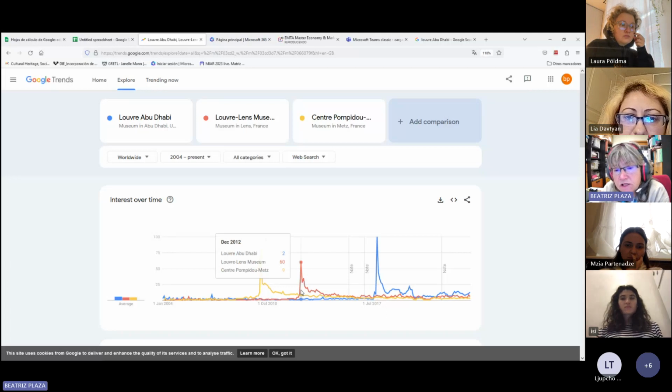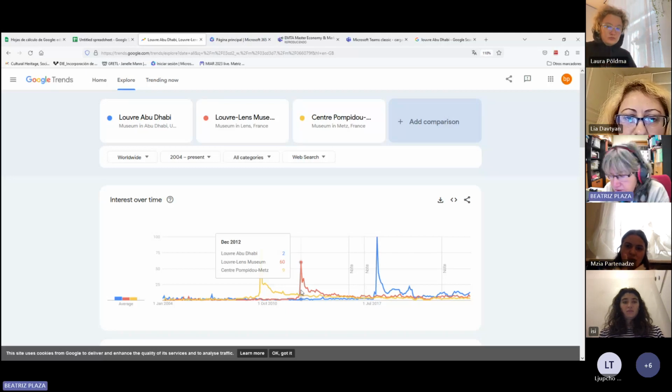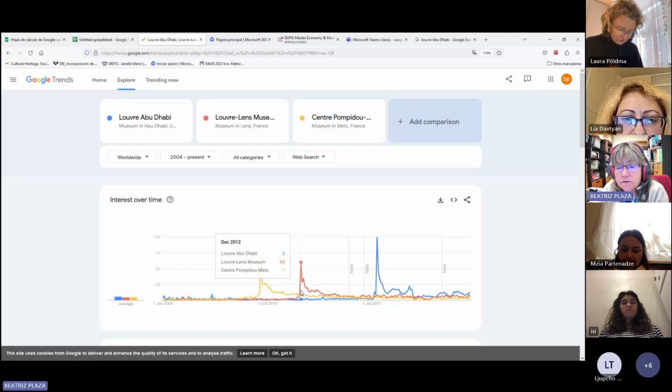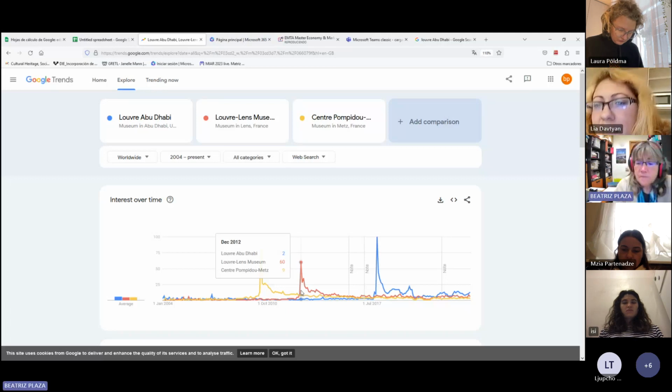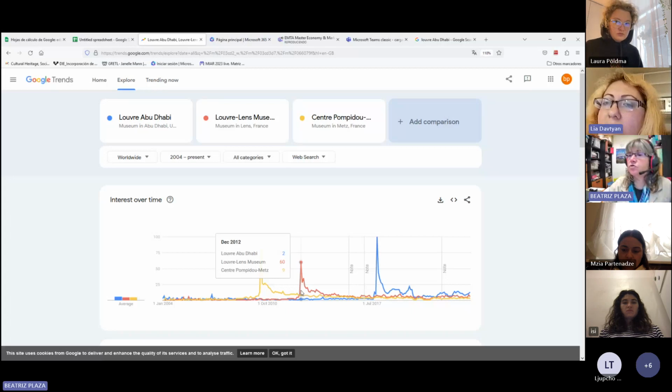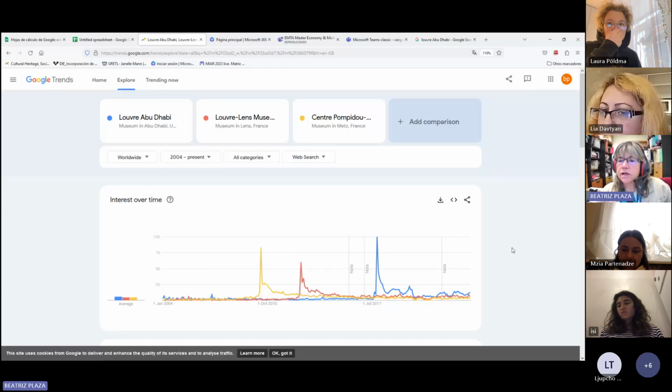So can you see that we can benchmark? Benchmarking means comparing. If you are the director of a theater, for instance, and you want to get to know how your competitors are doing, you can Google Trends it. You get into Google Trends and try to see how your competitors are doing. So it is very useful.